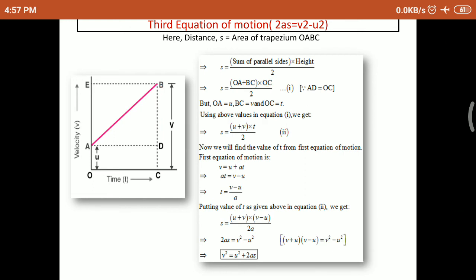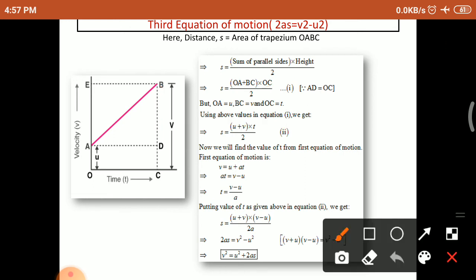The next step, now we will find the value of t from the first equation of motion, because in this equation, 2as equal to v square minus u square, there is no t term. So we have to remove the t from this equation. How to remove the t from this equation?